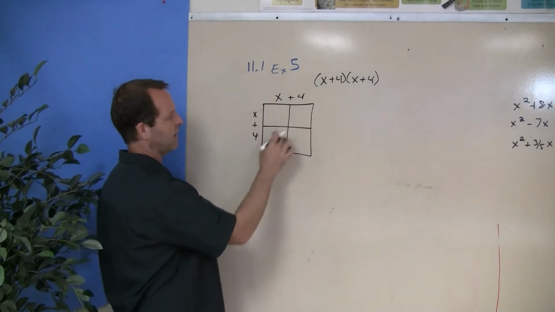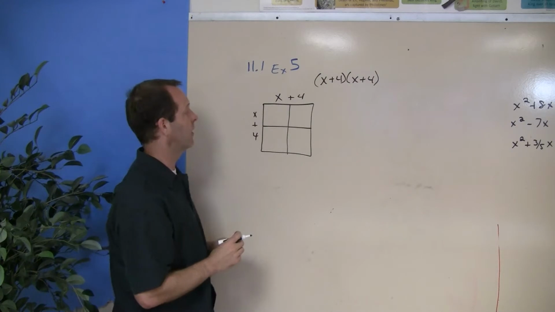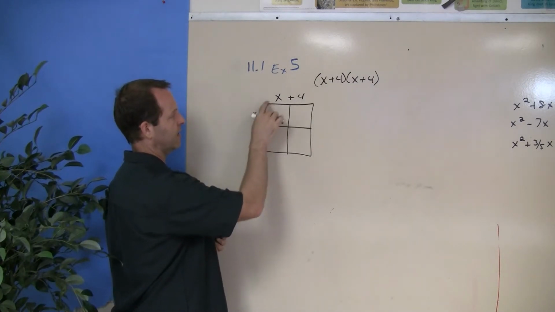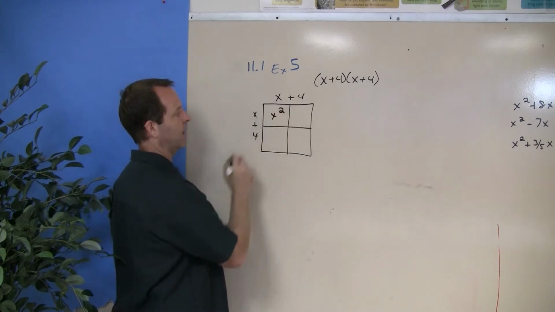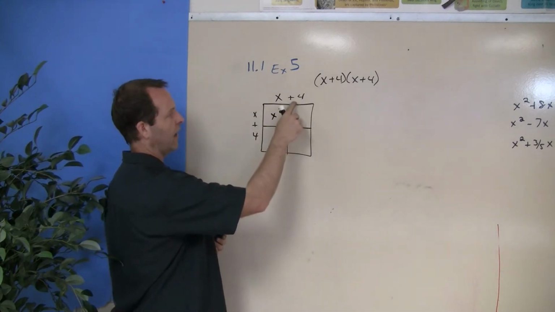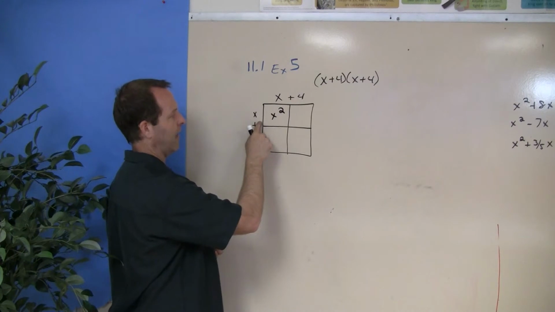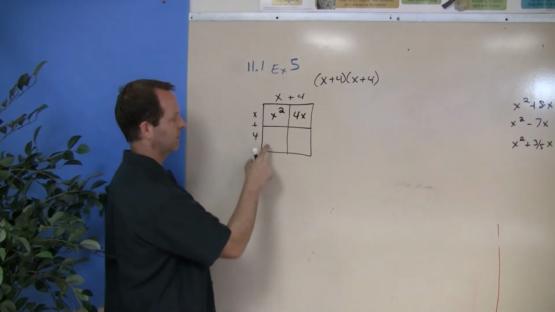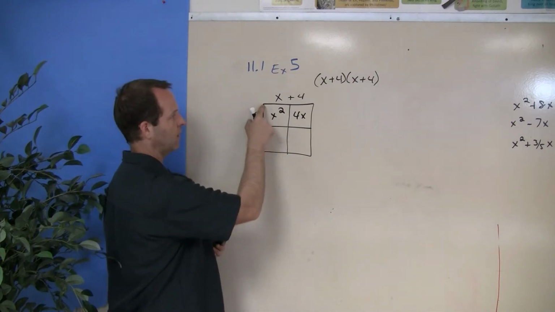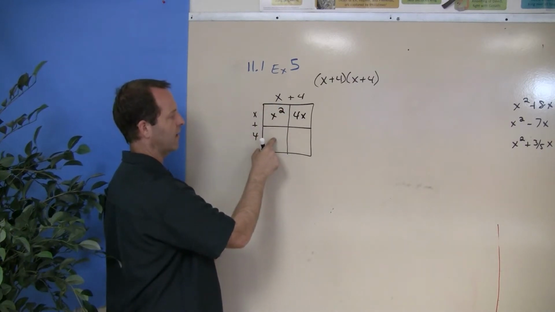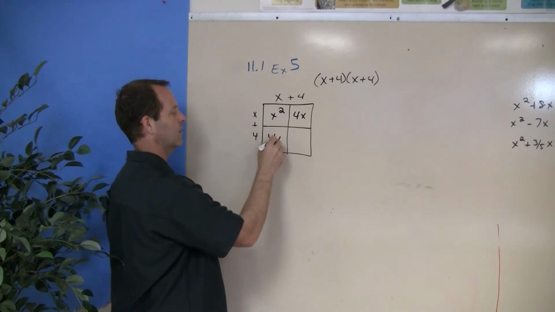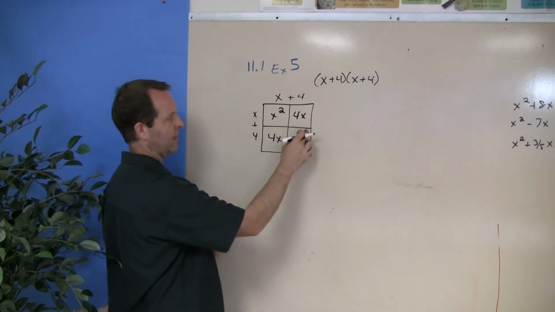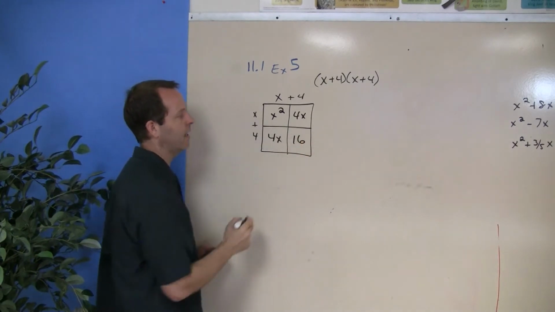So let's look at each of these squares individually and see where they're coming from. I have an x, the length of this side, times the length of this side, x times x gives me an x squared. Over here I have a length of 4 and a length of x, x times 4, or 4x. Down here, a length of 4 and a length of x, the area of this box is also 4x. And then the last one, I have a length of 4 and a length of 4, 4 times 4 equals 16.